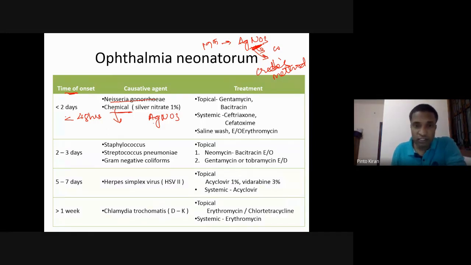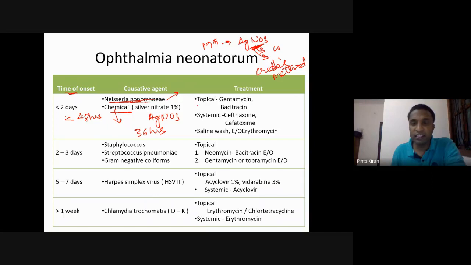The silver nitrate causes conjunctivitis within a few hours after instillation, and within 36 hours that will resolve. But Neisseria gonorrhoeae, within 48 hours, will cause a very severe conjunctival infection. They will have lid edema, everything.